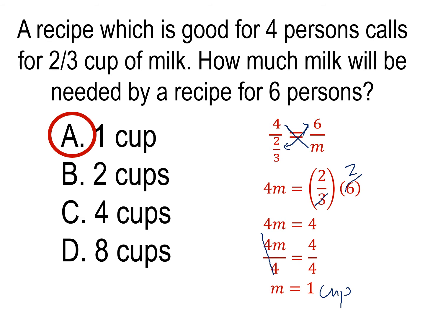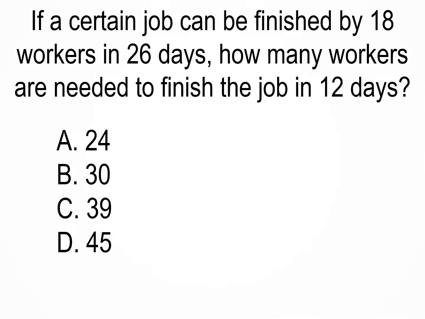Alright, next problem. If a certain job can be finished by 18 workers in 26 days, how many workers are needed to finish the job in 12 days? This is another kind of proportion problem, but different from the previous example because this is an example of inverse proportion or indirect proportion. So, the solution here is different.